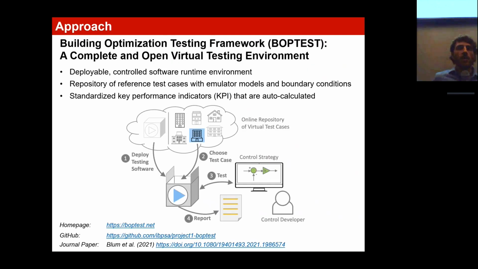So the approach here with BOPTEST is really a complete and open virtual testing environment for control strategies. And it's got three main components here. One, a deployable, controlled software runtime environment that is able to control all the parameters of the simulation of the case study, so that we know we're comparing controllers in an apples to apples way. Two, a repository of reference test cases, with emulator models and boundary conditions all included, that are available to the public to be chosen and run within this runtime environment.